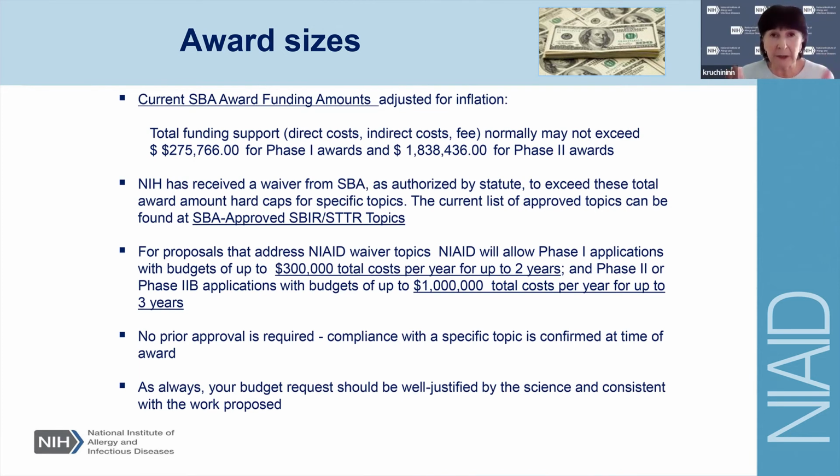For my institute, for phase 1, you can get up to 300,000 per year, for up to 2 years. Basically, for phase 1, you can get up to 600,000.